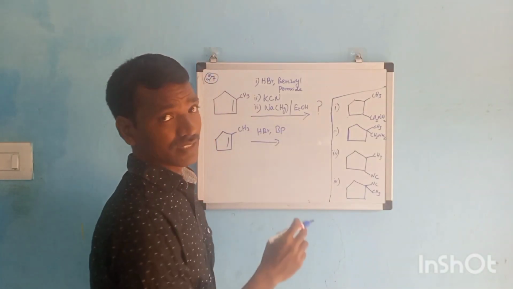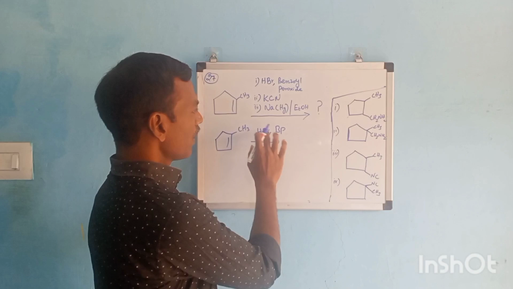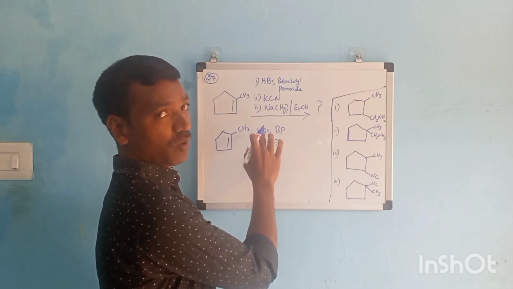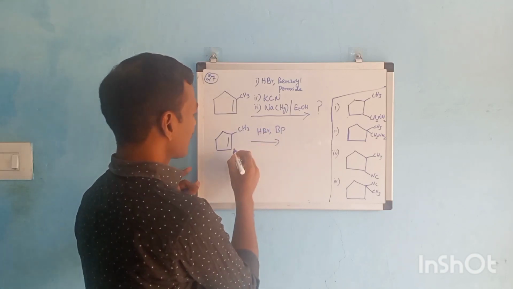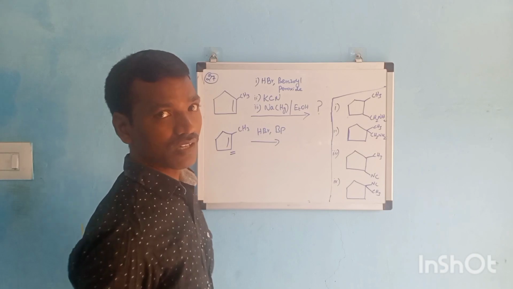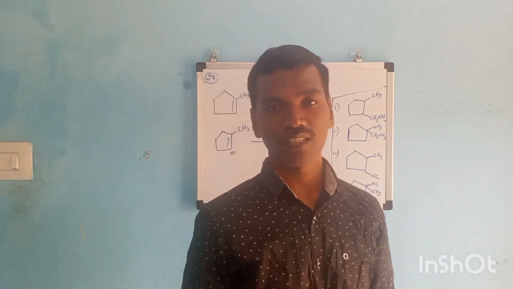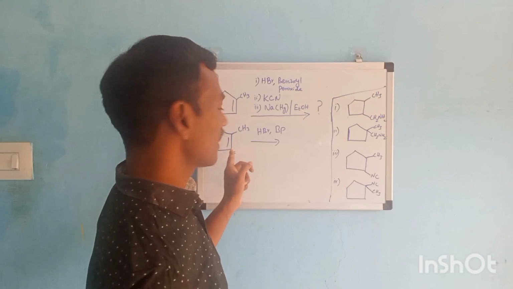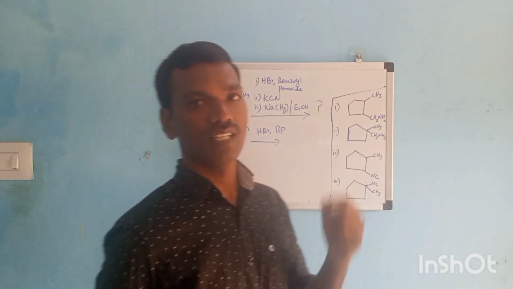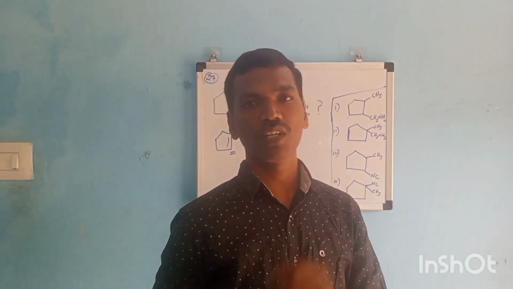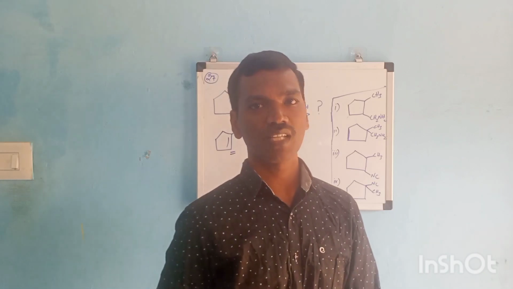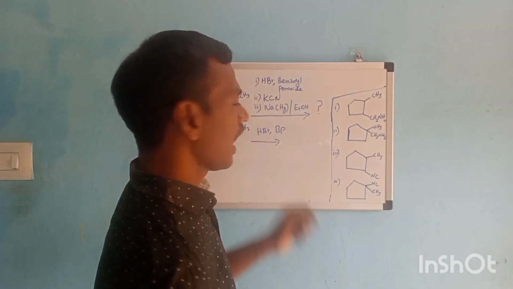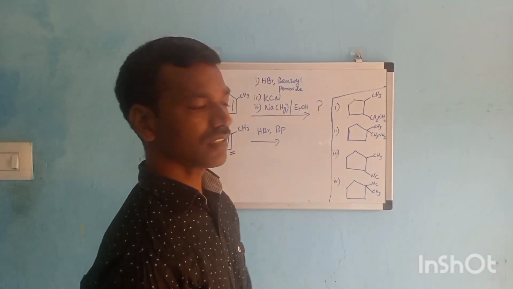In this reaction condition, the bromide ion in the hydrogen bromide attacks at the lesser substituted carbon via anti-Markovnikov addition. That means the bromide ion attacks at the lesser substituted carbon. If the reaction takes place via Markovnikov addition rule, the opposite reaction takes place. So here the anti-Markovnikov addition reaction takes place.